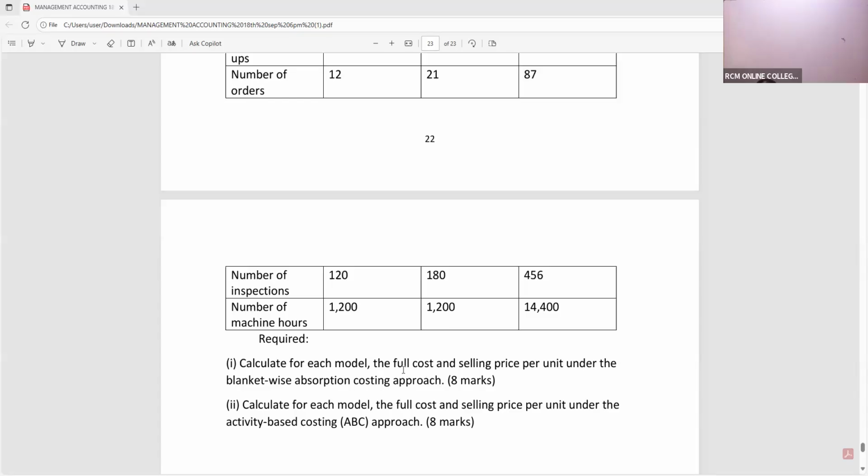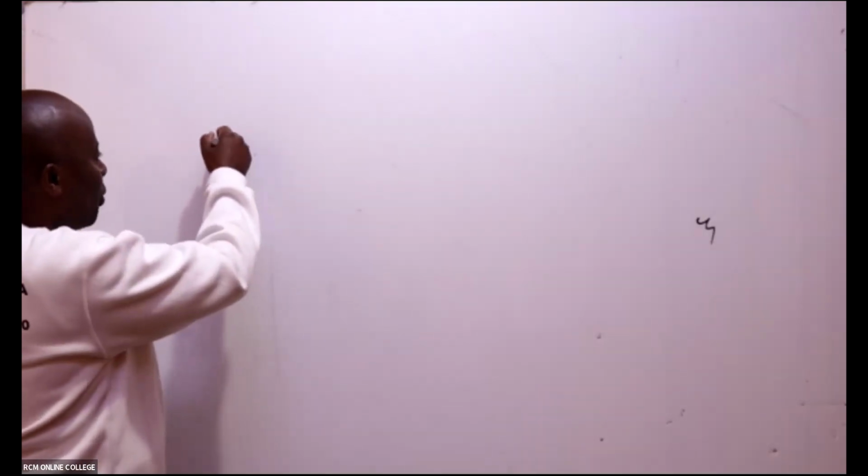So let's do this, ladies and gentlemen, because if it's blanket-wide, what do I need? What I would need is to calculate the OAR, which will be applicable for each product. And actually, they have given us the OAR, the overhead absorption rate. But let's assume that we do not have it, and we compute it, all of us here. So we want to get the OAR for the traditional absorption costing.